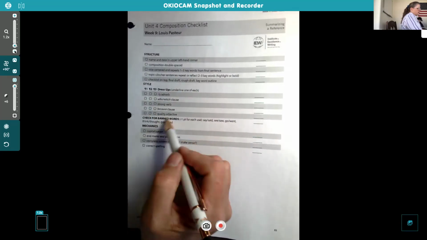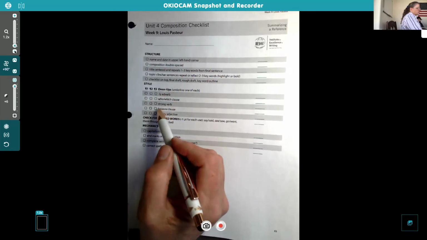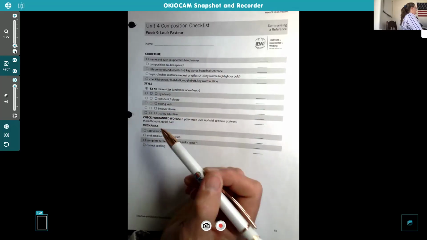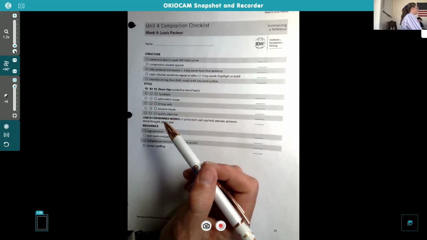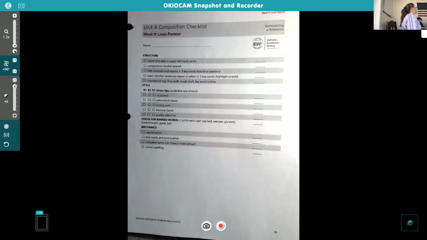This is the part here: ly, who, which, strong verb, because clause, quality adjective. You guys have a bunch already. Double space everything. Everything except for your outlines, yes. Wait, so like between every word you have to put the space? No, double space is this direction. Single space is like each line, but double space is skipping lines. That's what I want you to do.